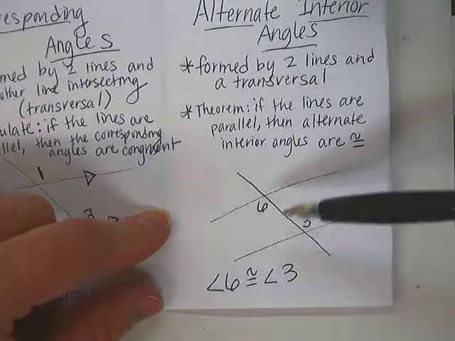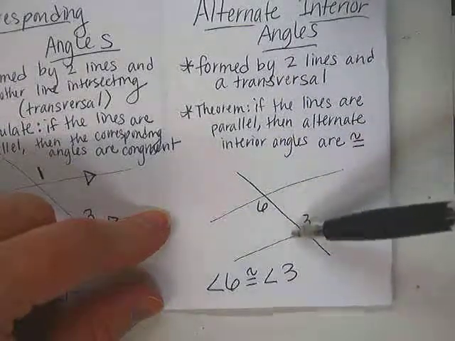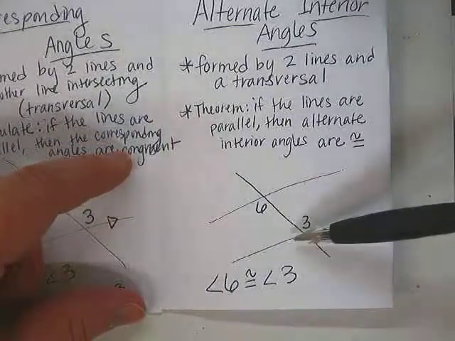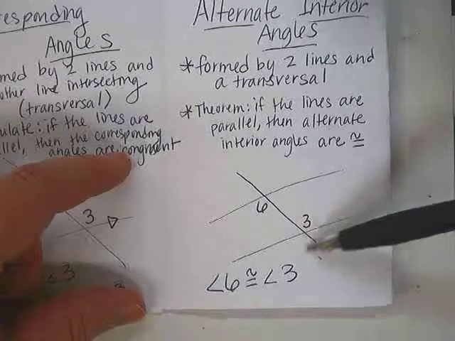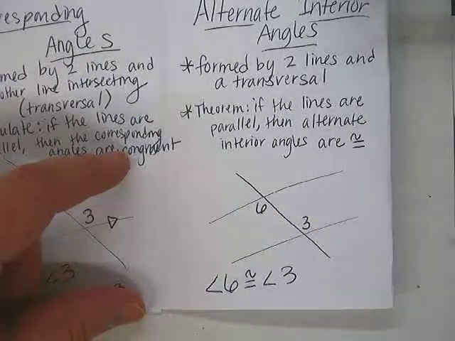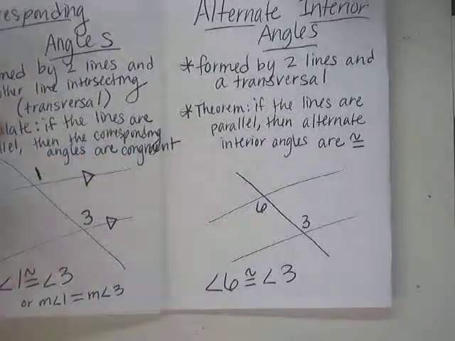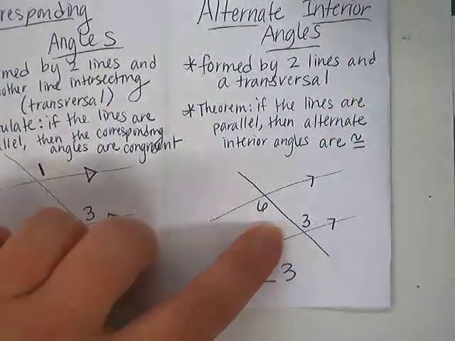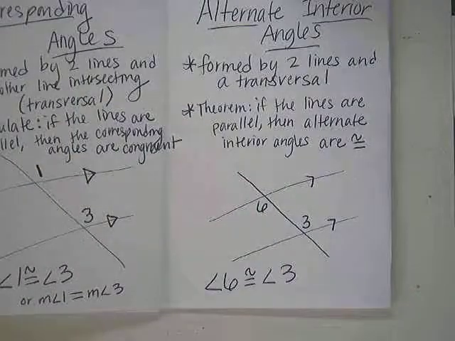Is there another pair of alternate interior angles in this picture that I haven't labeled? Yeah, 7 and 2 would be another pair of alternate interior angles. Good job. So there's two pairs of alternate interiors. And then there's two pairs of alternate exteriors, which are also going to be congruent to each other. We're not going to write that down, though, because we don't really have enough room.